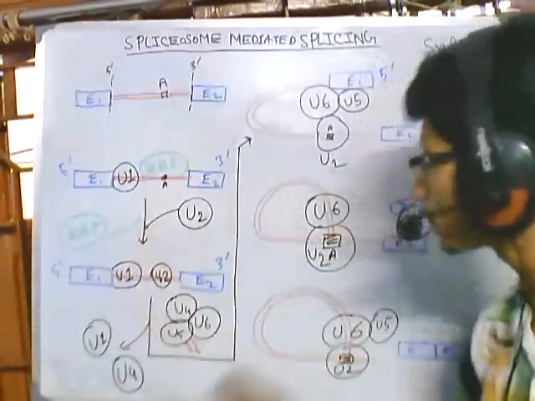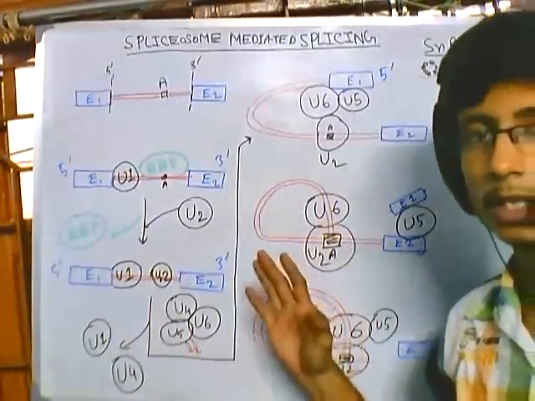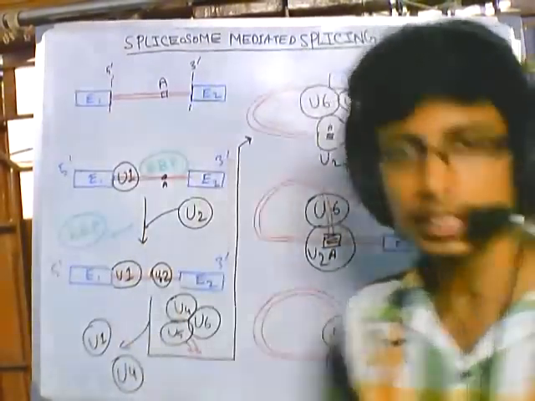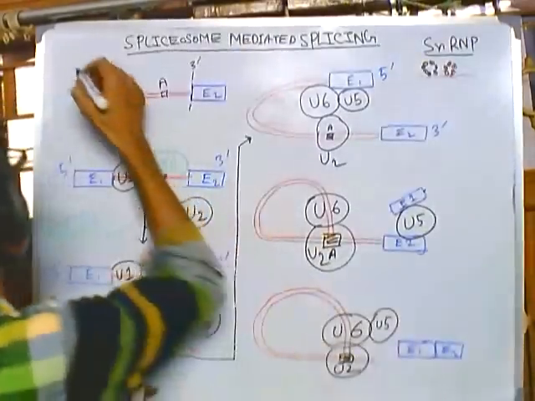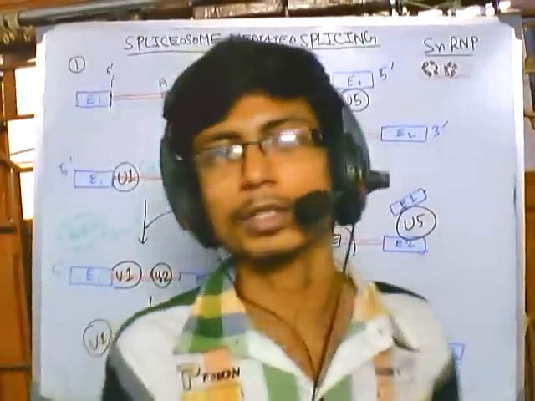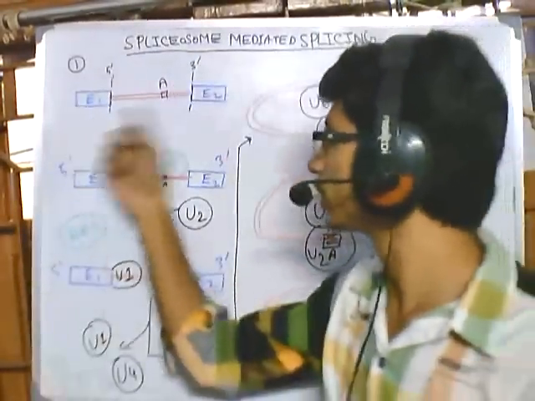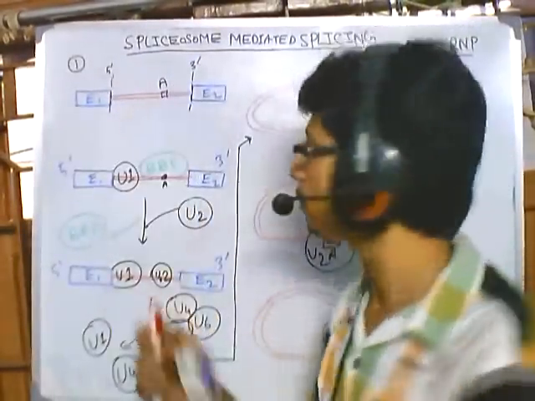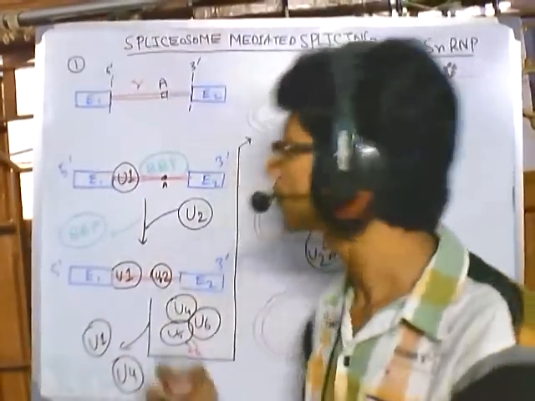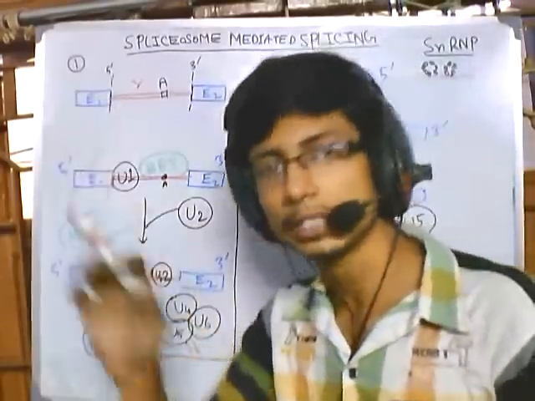Now let us begin with this drawing. So I have drawn the whole picture about this spliceosome mediated process. Now let's begin from the first step. So this is step number 1. In the very first step we just draw the pre-mRNA. It has 2 exons and 1 intron. This red colored region is called the intron. Okay, so 2 exons and in between we have the intron.